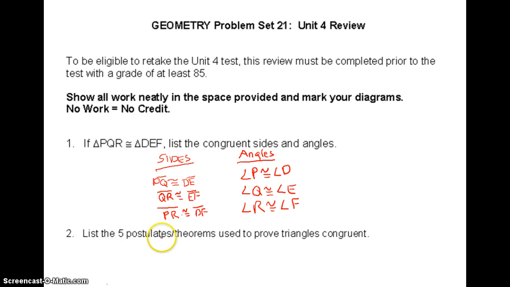Number 2, list the 5 postulates, theorems used to prove triangles congruent. All right, let's see if we can go through this and make some sense. The first one is going to be side, side, side. Start there. Now, let's take one there and make it side, angle, side. And flip this around and make it angle, side, angle. If we change this, we can make it angle, angle, side. And the last one, which works for right triangles, hypotenuse, leg.